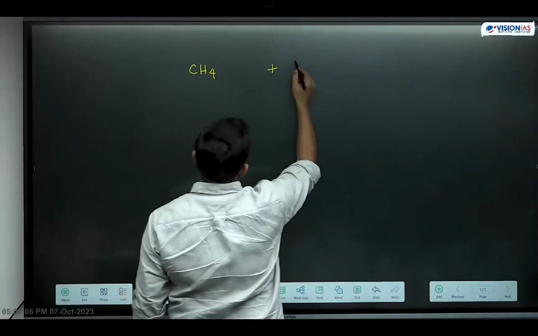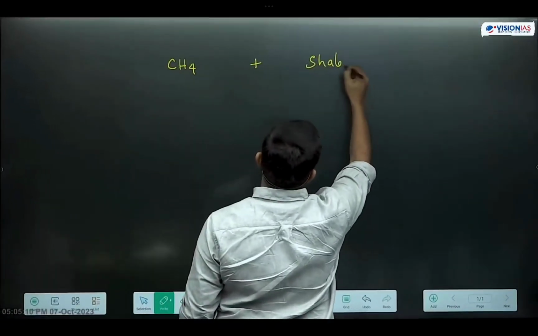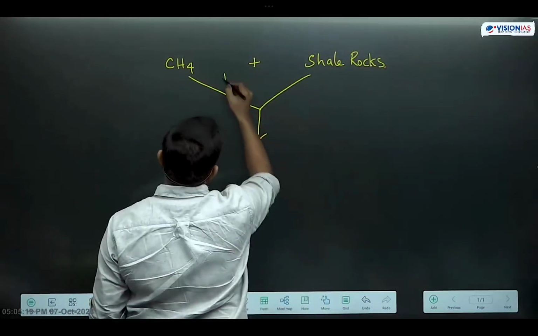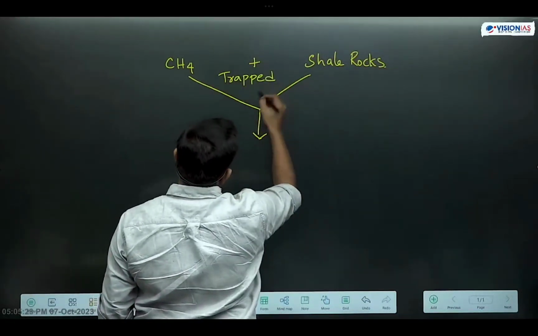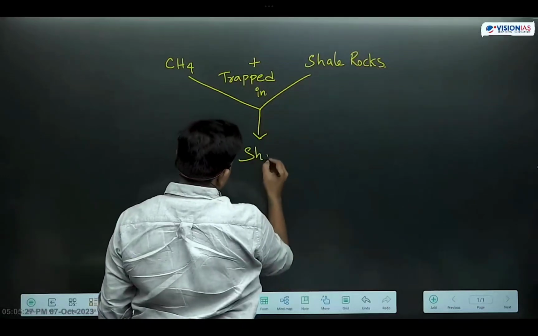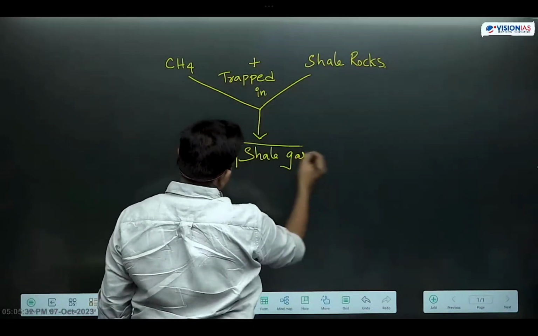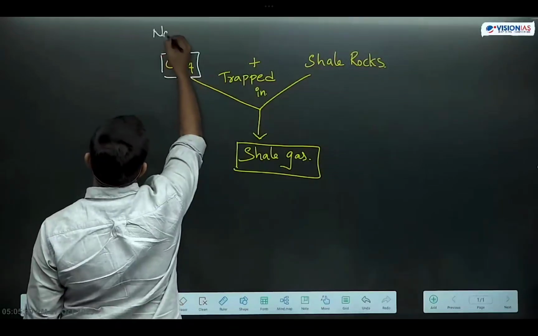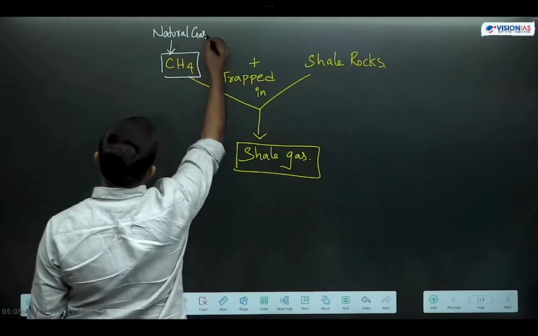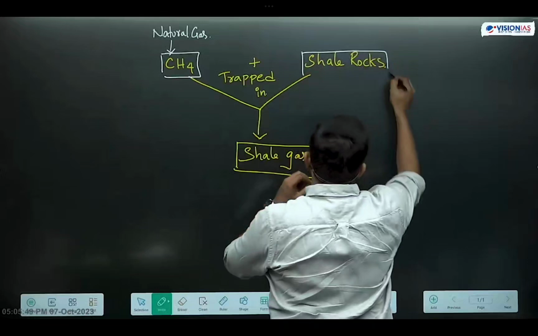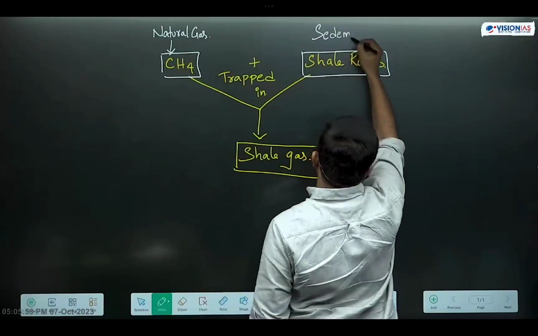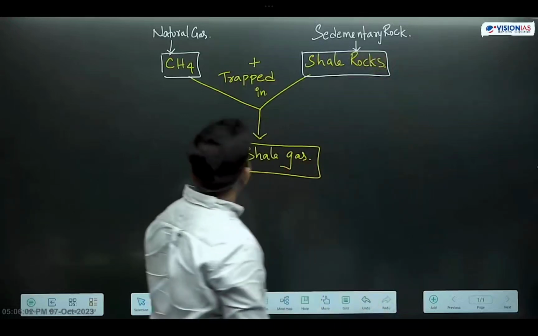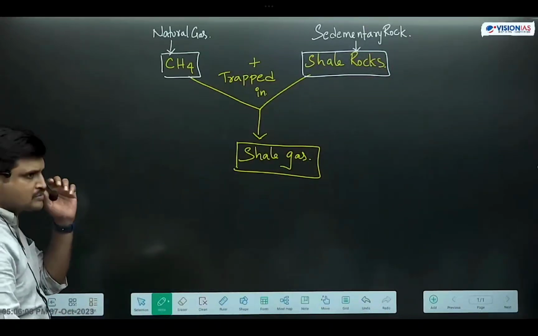When methane is trapped in shale rocks, we call it shale gas. Methane is a natural gas, and shale rock is a sedimentary rock. So it is a sedimentary rock where we find what we call shale gas.